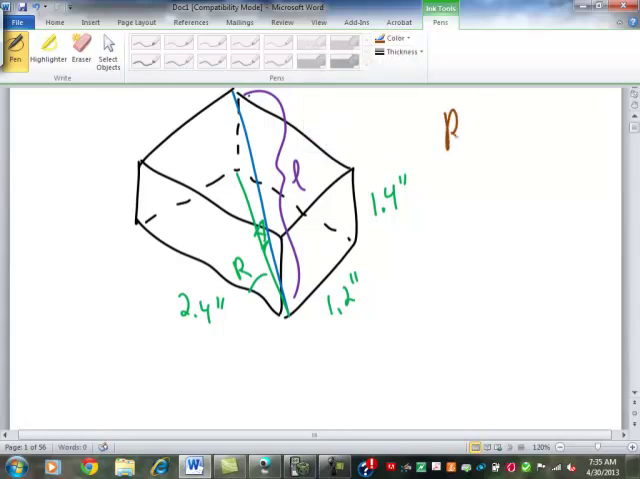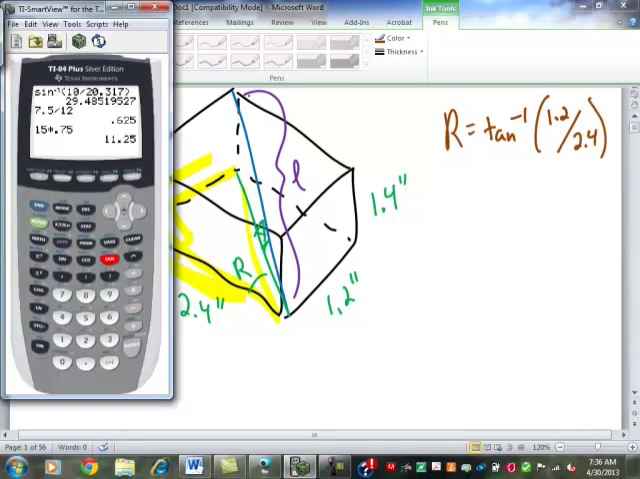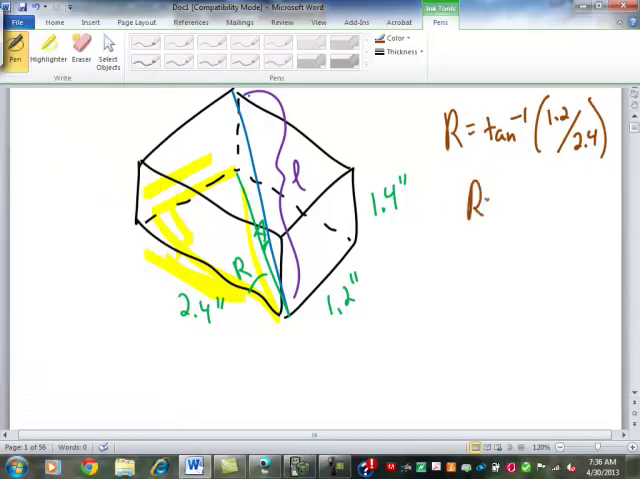We can find R right away because R is going to be what? We're looking at this triangle here, right angle right there. We know this side and we know this side. So that means we have opposite and adjacent, which is tangent. So it's going to be an inverse tangent. The opposite side is 1.2, adjacent side 2.4. So the inverse tangent, 26.57 degrees. So this is 26.57 degrees.